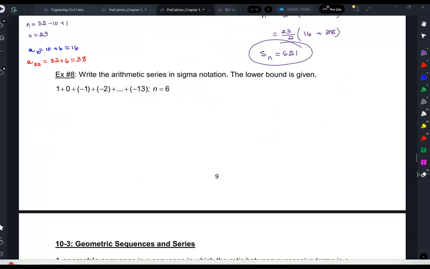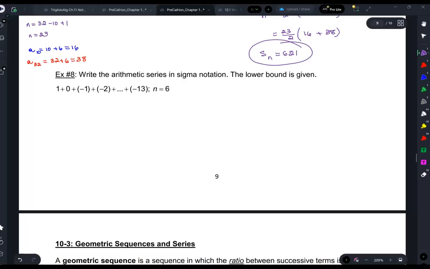Okay, so for this one, we're going to write the arithmetic series in sum notation, and the lower bound is given. So that's n equals 6. So what's going to happen is we have to write a sum notation. It's going to be from n equals 6 to something. And in here, we need to find an explicit formula and write that formula for an.